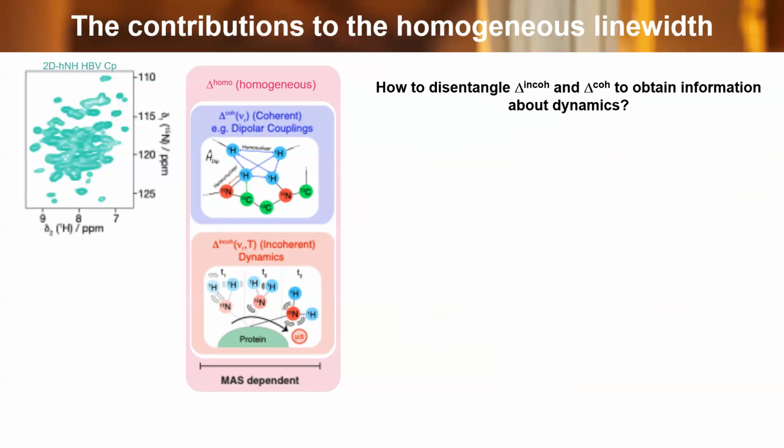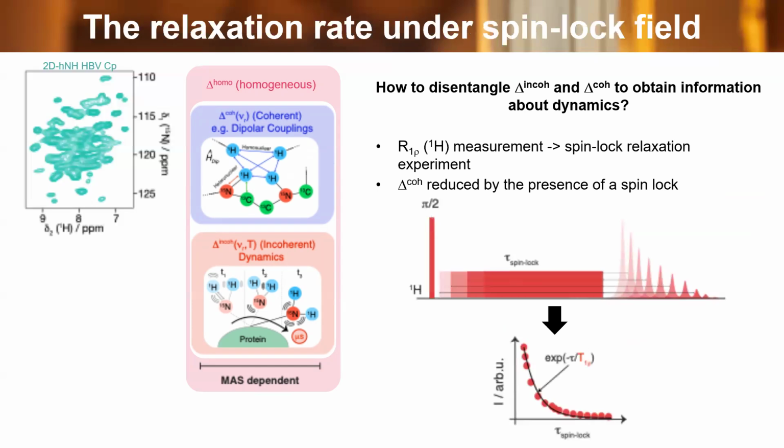So how do we access it? Because we've seen we measure the total homogeneous contribution. So how do we disentangle these two contributions? It's difficult. They are both magic angle spinning dependent, so you cannot separate them by varying your spinning speed. So to disentangle them, you can measure the R1 rho, so relaxation times under spin lock.